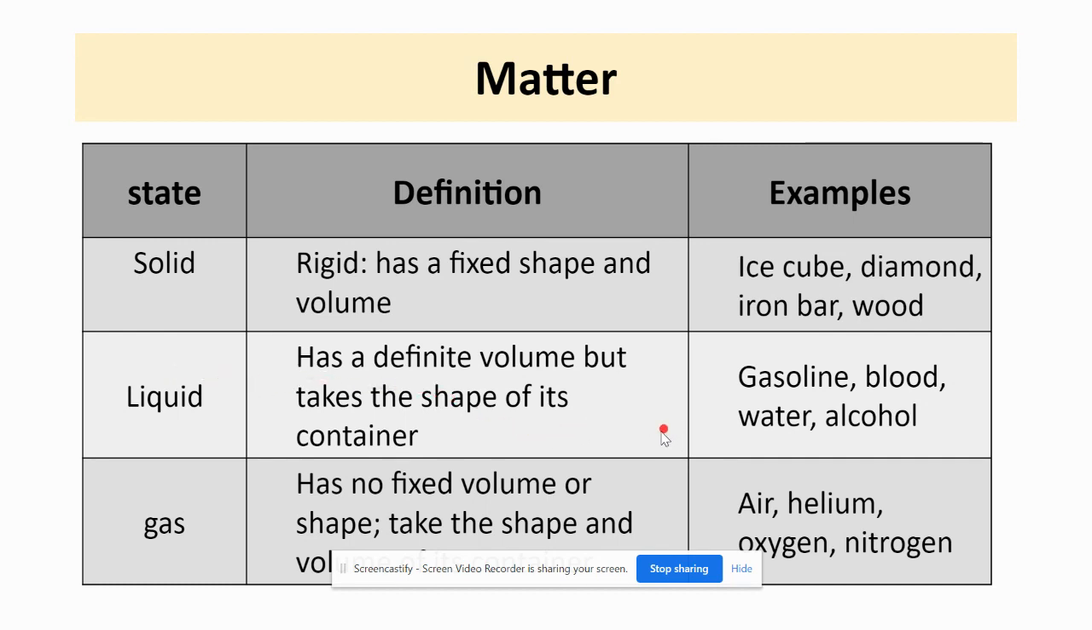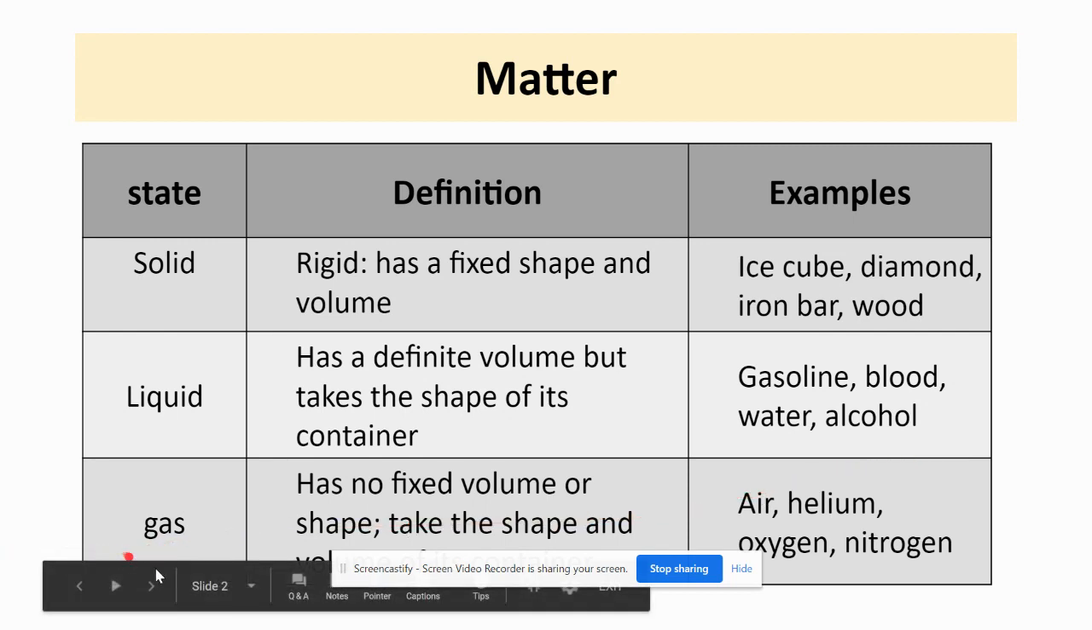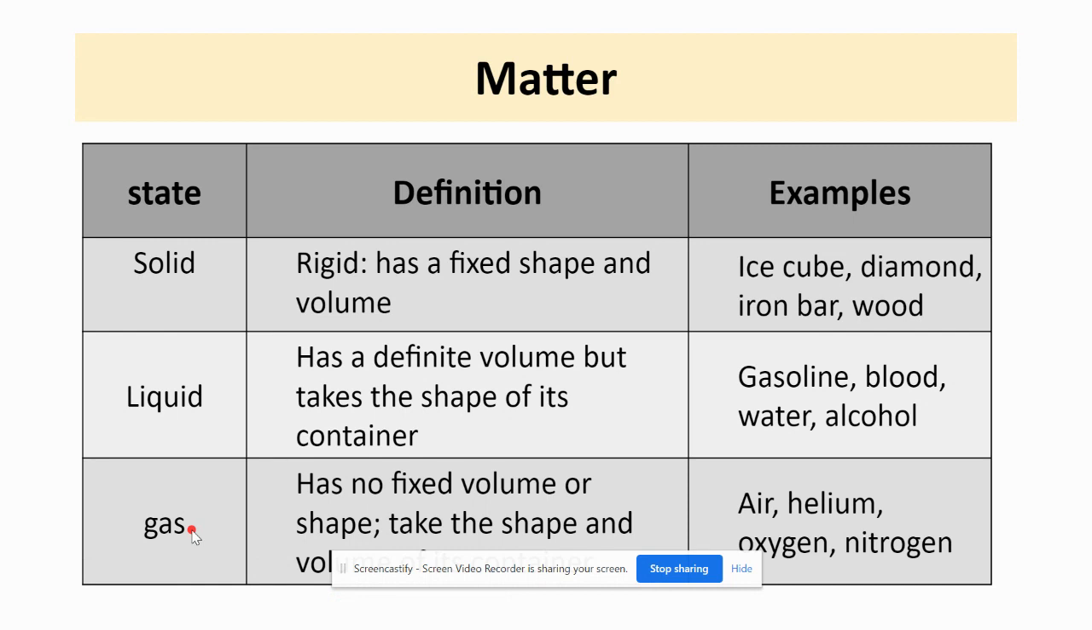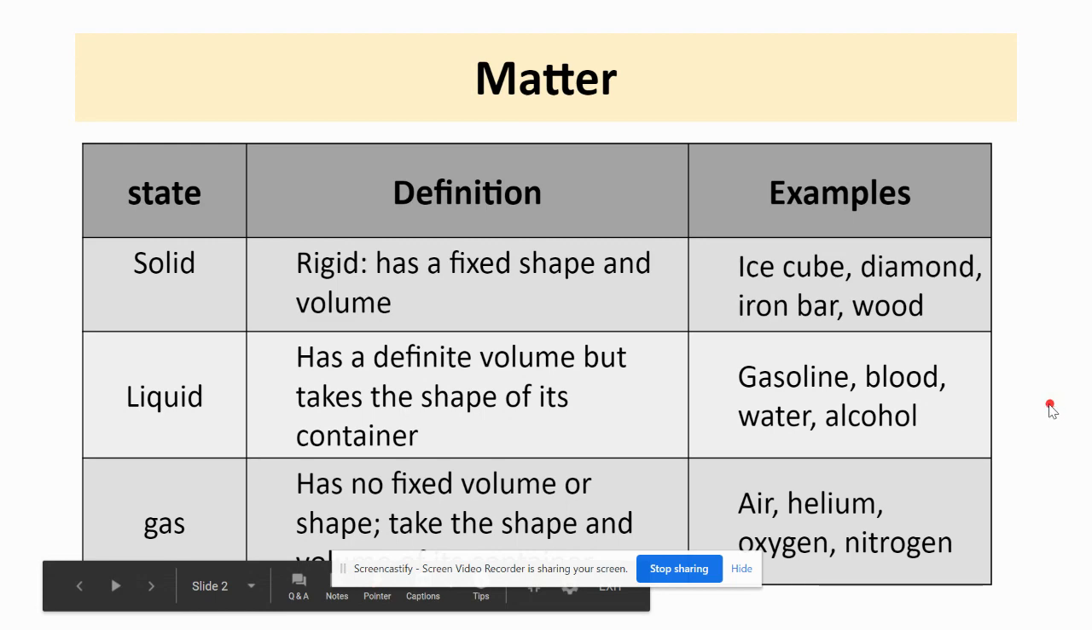For example, if you have a glass of liquid water, that liquid water would take the shape of the glass. Whatever the size and shape of the glass that you have, the water would take the shape of that glass. Gas has no fixed volume. It will just expand and take the shape and volume of the container. Something like air, helium, oxygen, nitrogen, those are the gas state of matter.